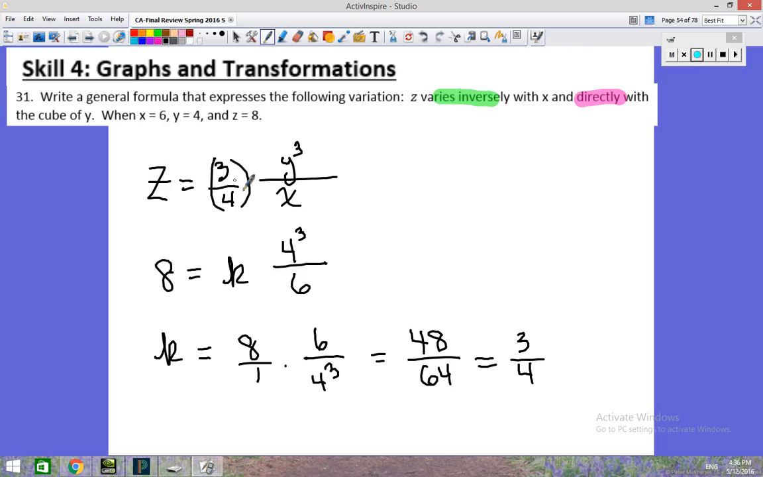Now, they might write it as 3/4 times this other fraction, or maybe they put the numerator 3 times y cubed and in the denominator 4 times x. You know, I might have to algebraically manipulate my answer to fit the form of one of their answers to find the correct one.